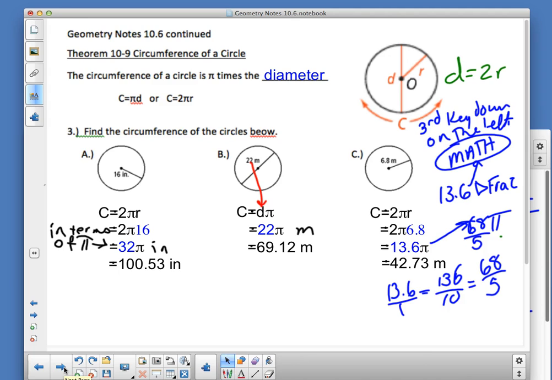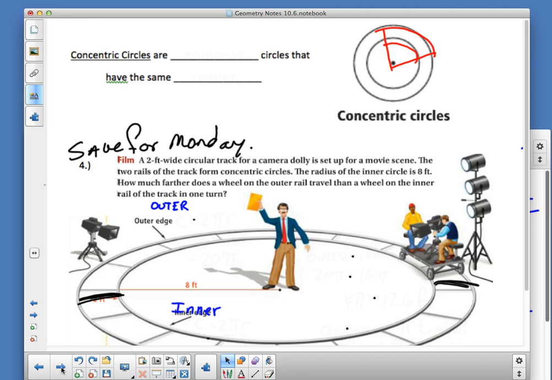As we're going through this next section, concentric circles are coplanar circles that have the same center. Now, I want to bring this back to track, okay, for obvious reasons about concentric circles, and here's why.